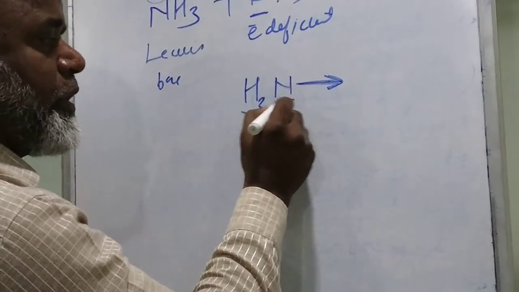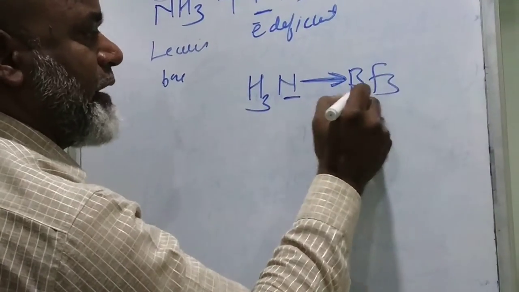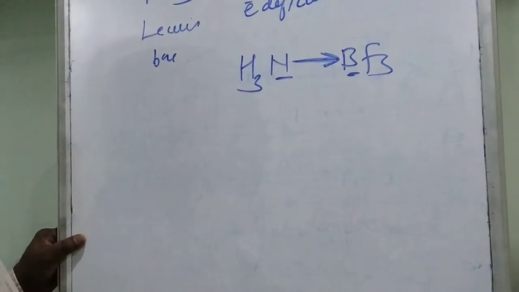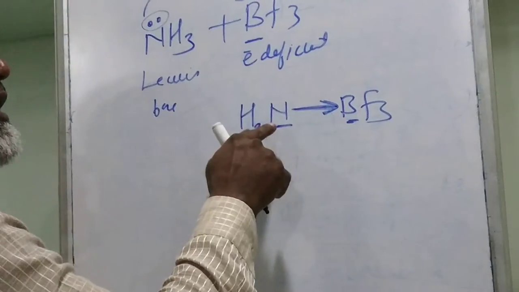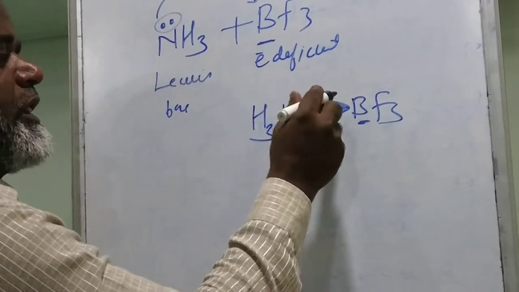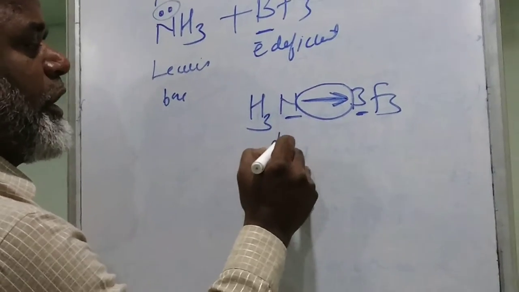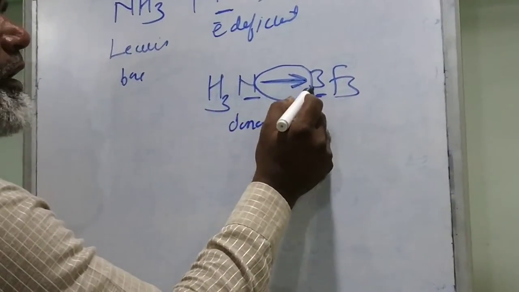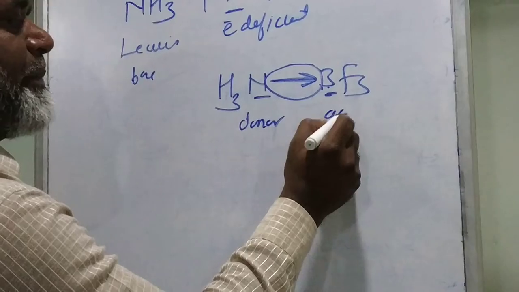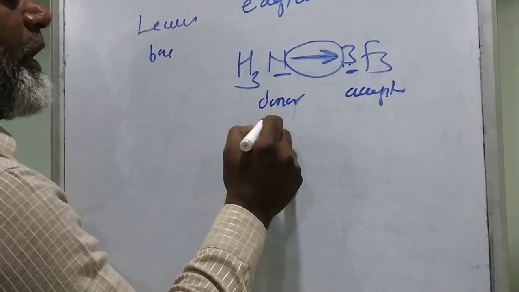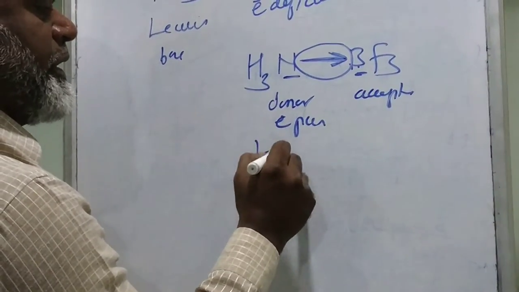The arrow starts from the donor atom and ends with the acceptor atom. Who is the acceptor? Boron. It is not fluorine. Boron is the acceptor and nitrogen of the ammonia is the donor. And this arrow bond is called a coordinate bond. So this direction of the arrow indicates it is a donor, and the arrow ends with the boron, that is the acceptor. So the donor of the electron pair is the Lewis base.